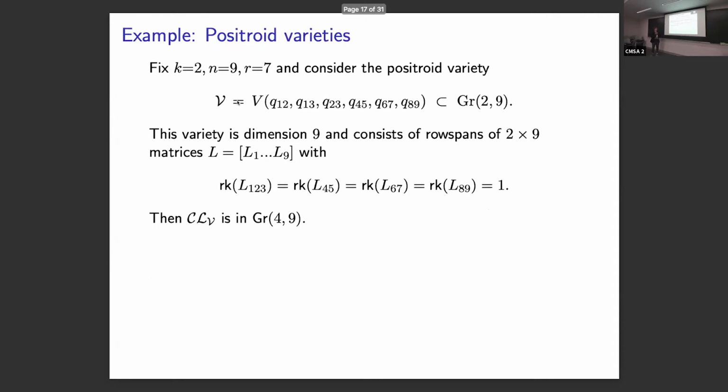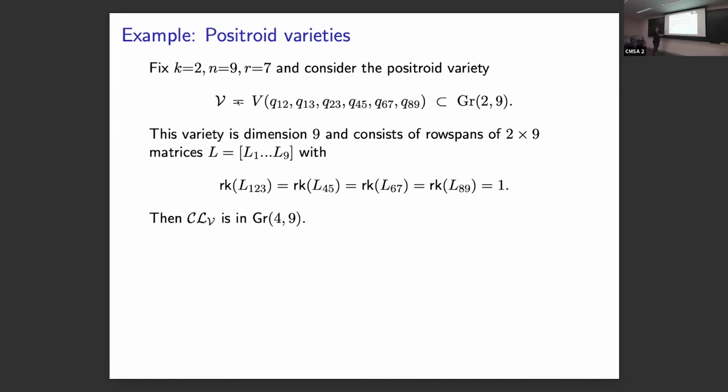But let's see how this plays out in some positroid variety examples. If you don't know what a positroid variety is, I've defined this one up here. It is given parametrically by 2x9 matrices, where the first 3 columns are parallel, the next 2 are parallel, the next 2 are parallel, and the next 2 are parallel. Or the first 3 are multiples of each other, and the next 2, and the next 2, and the next 2. This ends up being dimension 9.